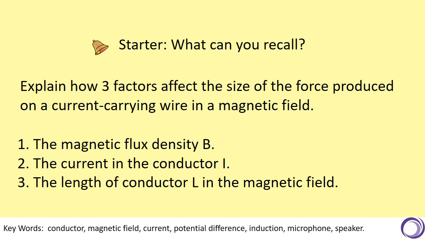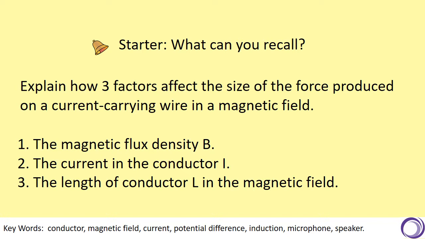When you need to explain them, let's do the first one, and then you should be able to understand what you're doing with the others. So I would say if the magnetic flux density is increased, the force would be increased. And for the second one, if the current is increased, the size of the force is increased. And number 3, if the length of the conductor is increased, then the size of the force is increased.